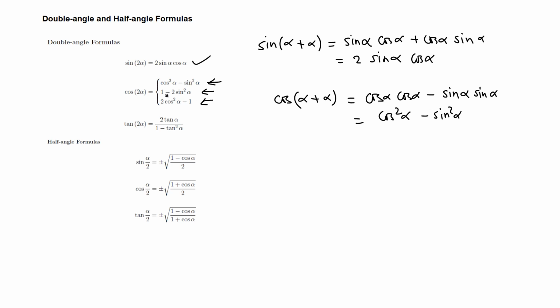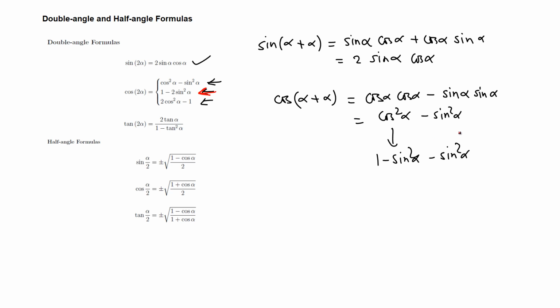If we have to write everything in terms of sine, then we can write cosine square as 1 minus sine square, and we have minus sine square, that makes 1 minus 2 sine square alpha. That's the second one here.